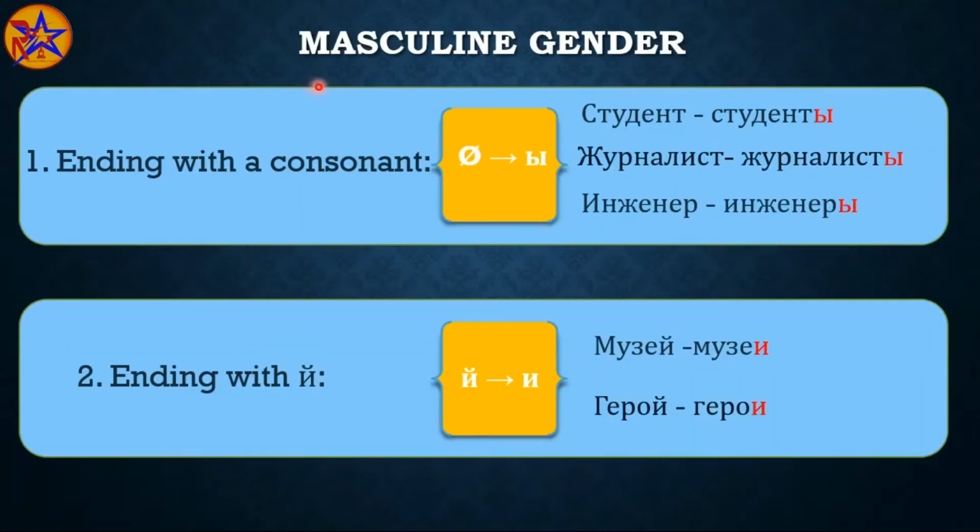To learn how to make the nouns plural, you need to remember certain patterns, and we divided them according to the gender. Let's remember there are 3 of them: masculine, feminine, and neuter. So the first pattern are the nouns which end with a consonant. You just add the "ы" sound and you have a plural form.